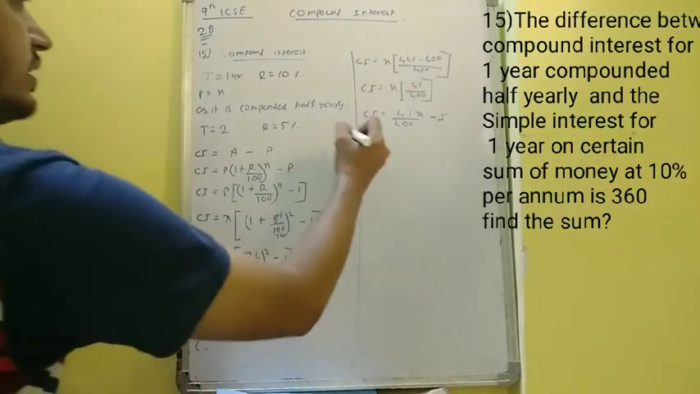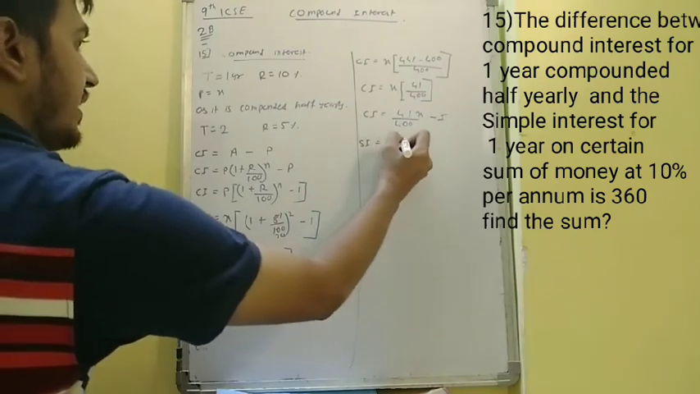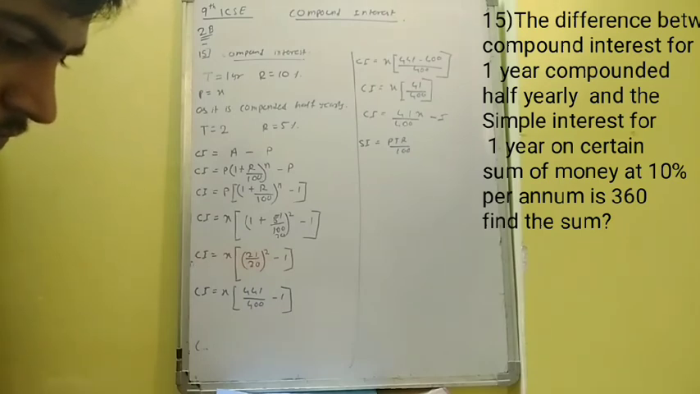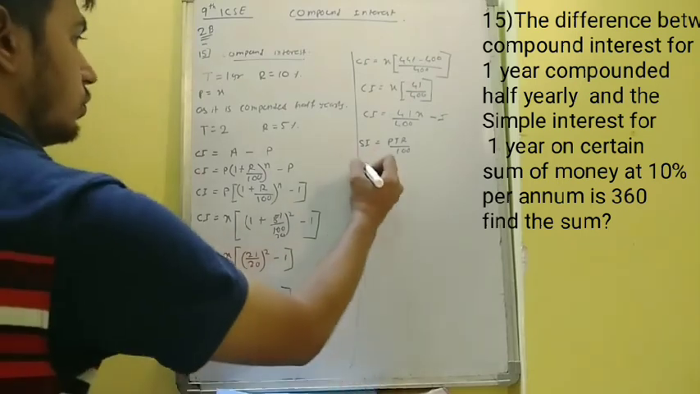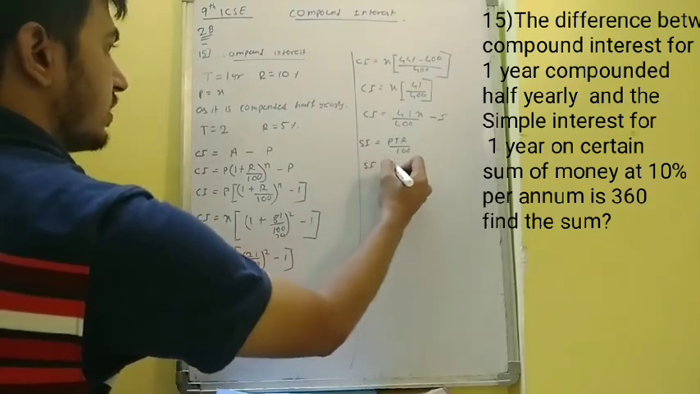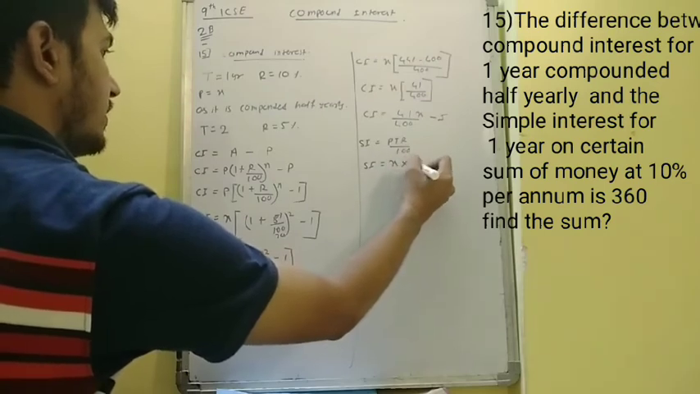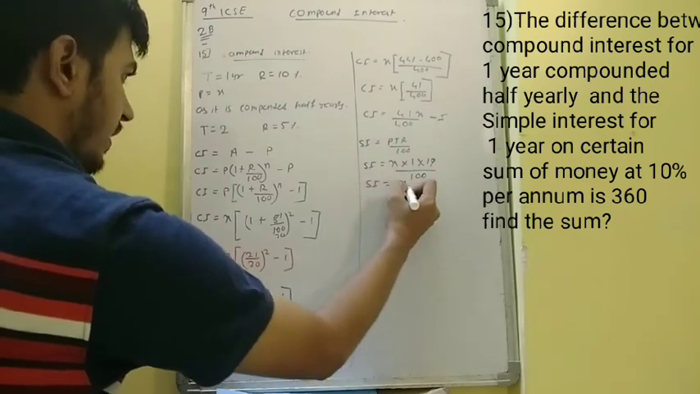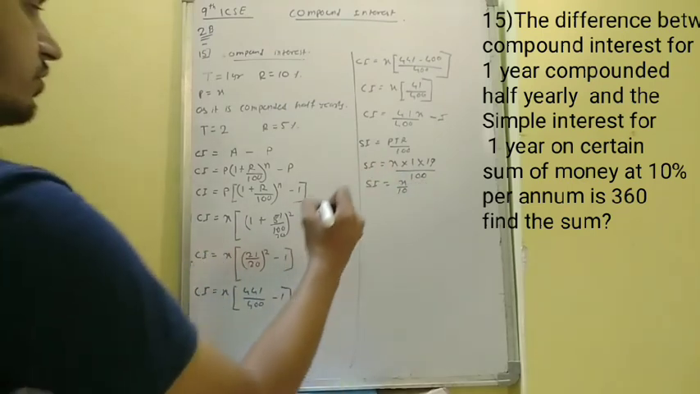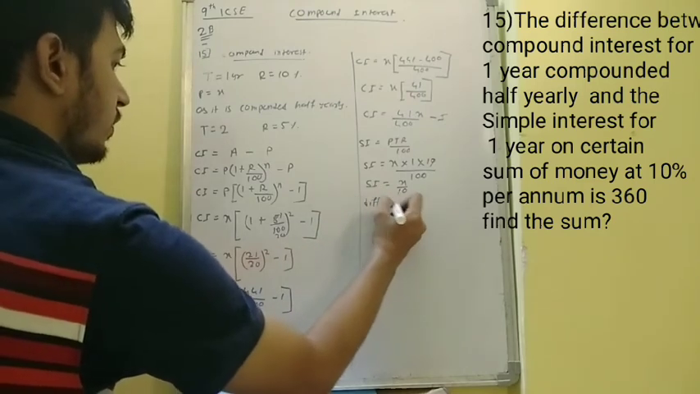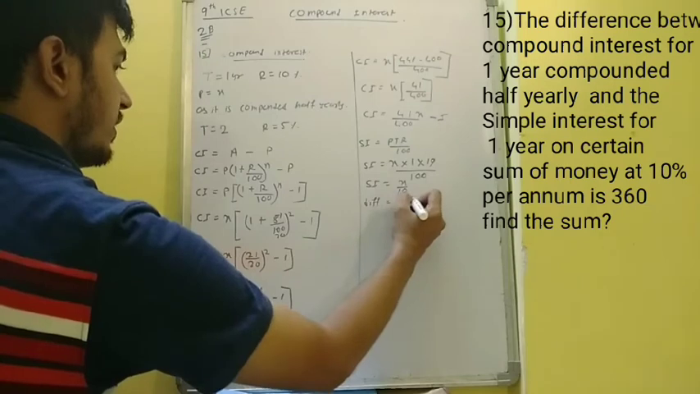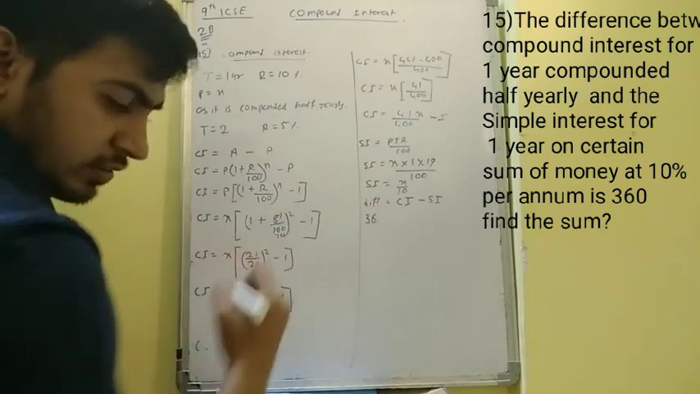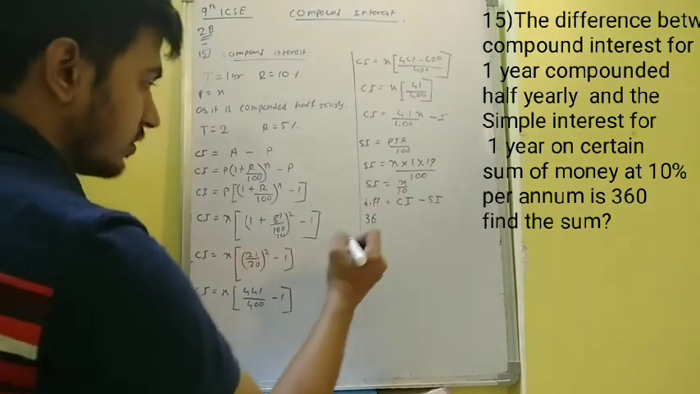Now I will find the simple interest. Simple interest is equal to PTR upon 100. What information is given about the simple interest? 1 year, 10%. So principal is x, time 1 year, rate 10 upon 100. 0 0 cancel. So simple interest is x upon 10. To find the difference, compound interest is always bigger than simple interest. So compound interest minus simple interest, and the difference is 360, sorry.